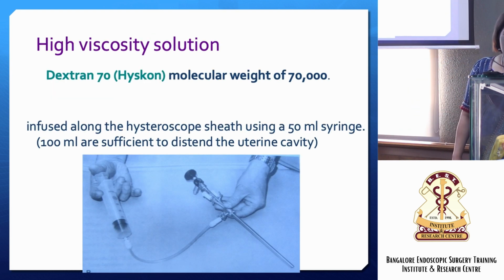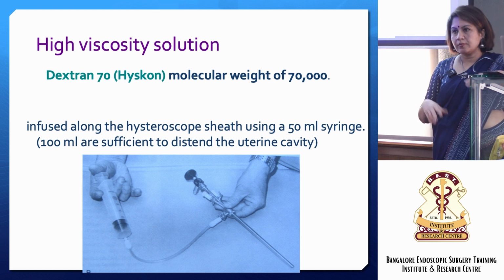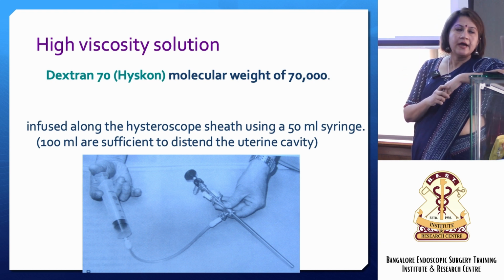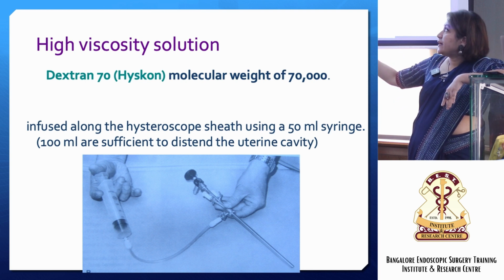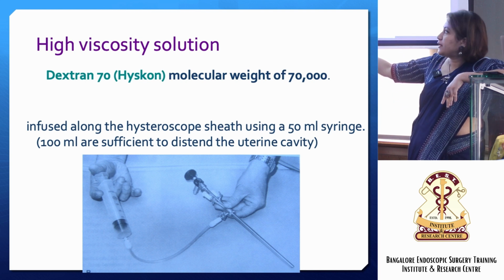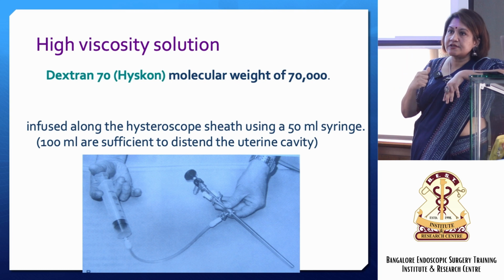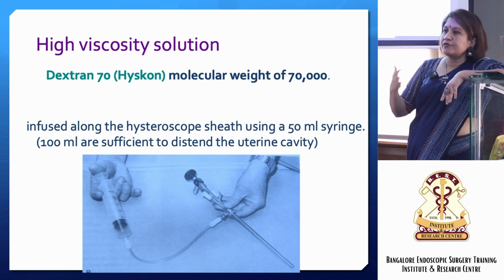Whether glycine or saline, it's the same problem. They're easily miscible with blood. As for the high viscosity fluid, for theoretical purposes you need to know, this was dextran that was used. It's very thick, and it had to be pushed under positive pressure with a syringe into the uterine cavity.